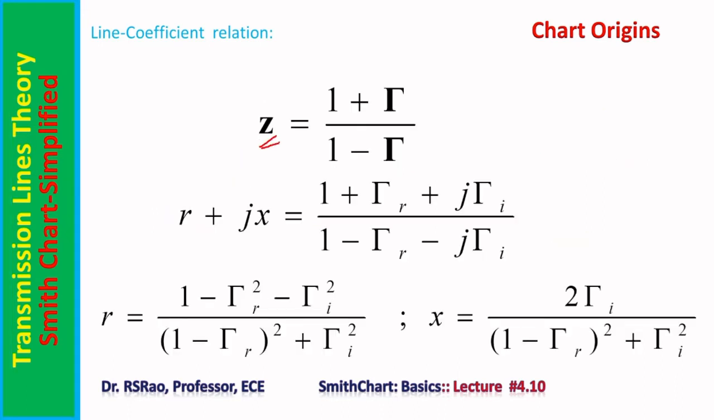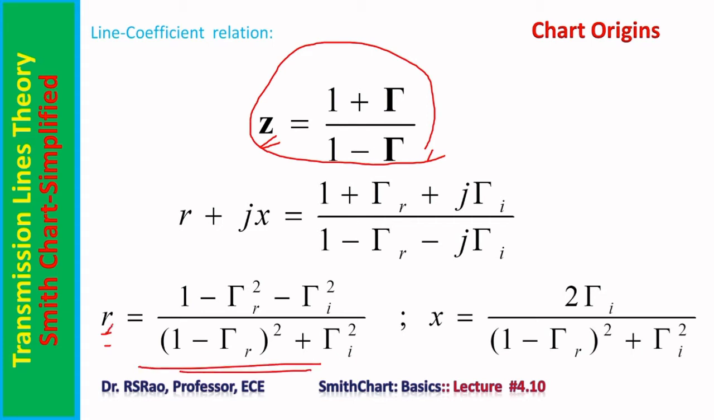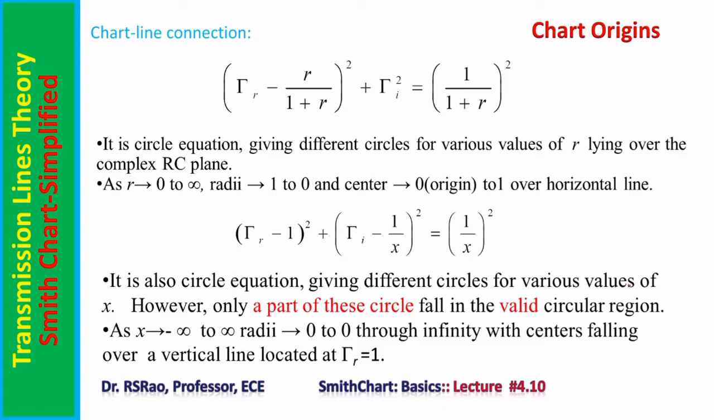We consider the equation Z equal to (1 plus gamma) by (1 minus gamma). We can do some manipulation and get two equations out of this complex relation. One is R equal to (1 minus gamma R square minus gamma I square) by ((1 minus gamma R) whole square plus gamma I square). This is one equation. Here R is the normalized line resistance, and X is equal to 2 gamma I by ((1 minus gamma R) whole square plus gamma I square). Note, these two equations involve only real quantities. These two equations can be reformatted.